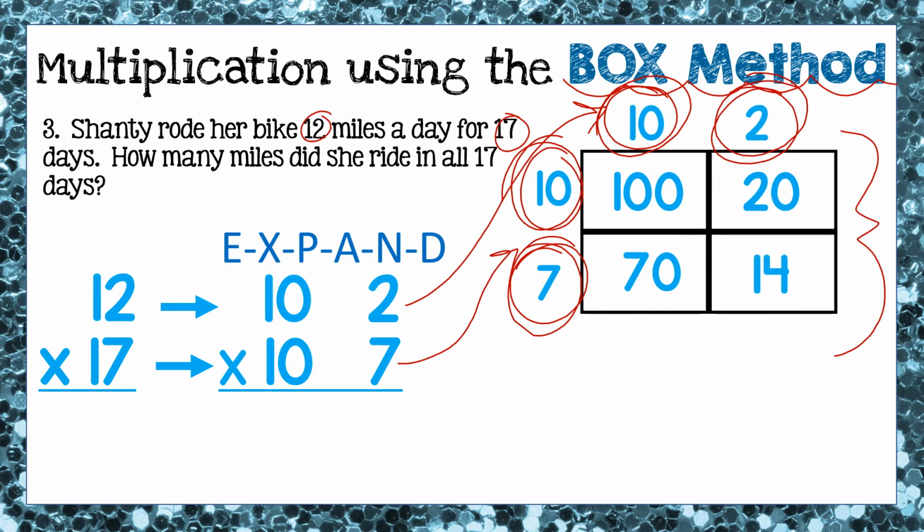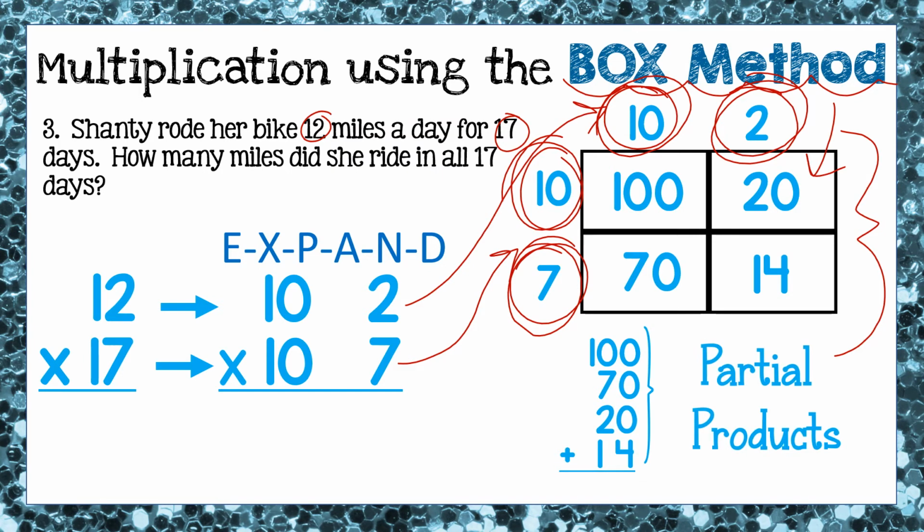get 14. Now, when I multiply these numbers, every number inside of my box is a partial product, and I'm going to add up these numbers to get my final answer. When I add them, I like to add them in least to greatest order. These are called my partial products.